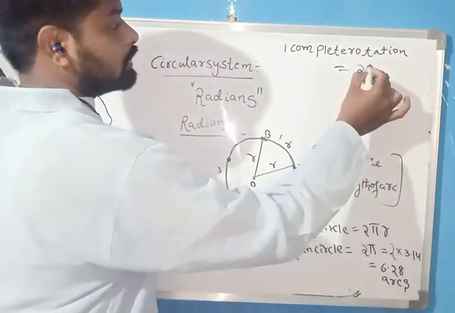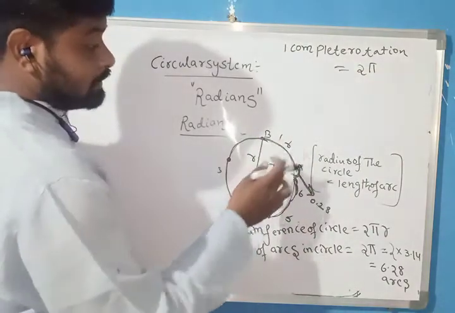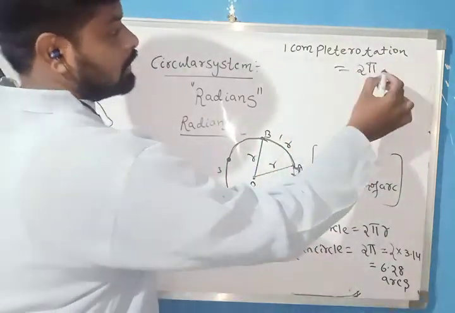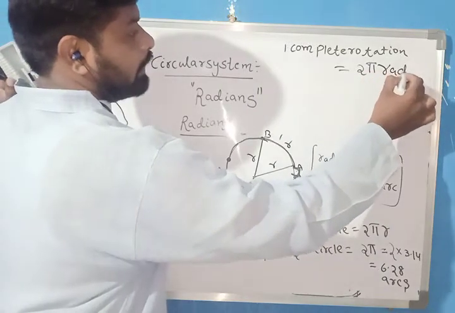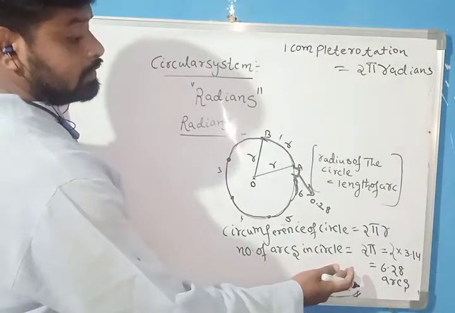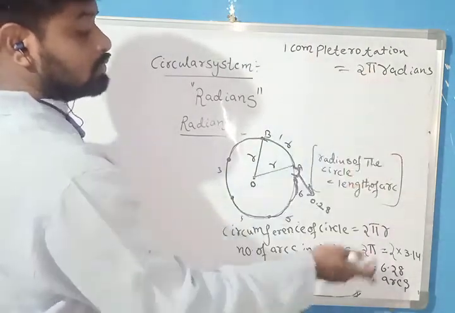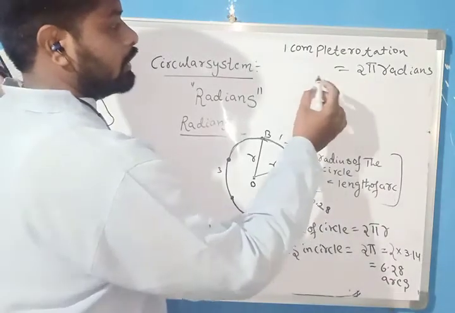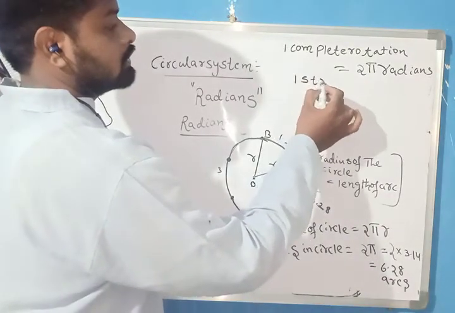Compulsorily, one complete rotation equals 2 pi radians. R is nothing but radian. Length of the arc equals radius of the circle, so 2 pi radians only. The number of arcs equals 2 pi, then the complete rotation is also 2 pi radians only. Simple. After the 2 pi radians, one straight rotation is how much?